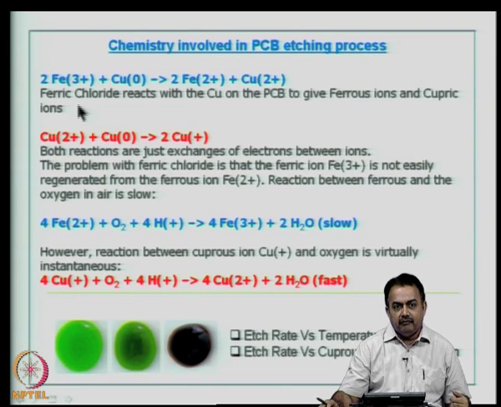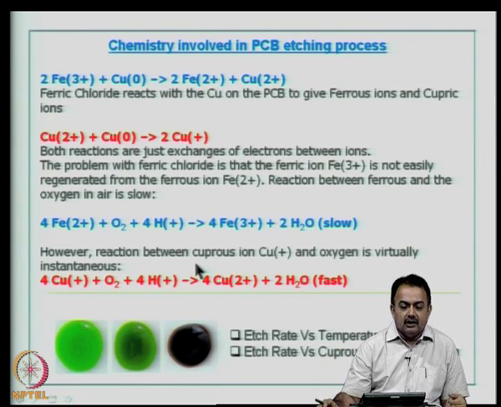Now, the problem with ferric chloride in the first case is that Fe3+ is not easily regenerated from the ferrous ion. Okay. Also, the reaction between ferrous and the oxygen in air is very slow. So, you have to again use a hydrogen peroxide based supplier of oxygen, so that you can get Fe3+ and then water. This is a very slow reaction. That is why ferric chloride is very difficult to regenerate, whereas in the case of cupric chloride the reaction between Cu+ and oxygen is virtually instantaneous and you get back Cu2+ very fast. So, the regeneration of cupric chloride is well understood compared to the complex FeCl3, that is ferric chloride.